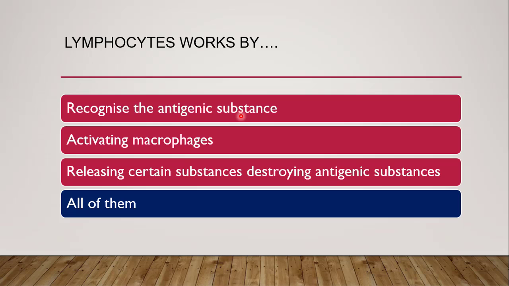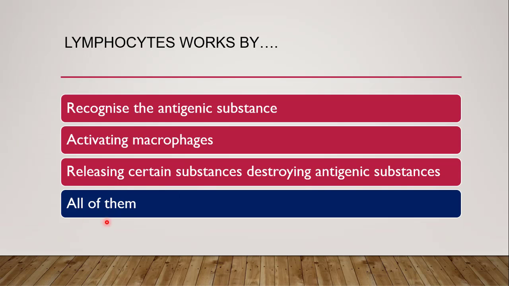the next mechanism is that they can activate the macrophages. Now macrophages also play an important role in cellular immunity. And third is by releasing certain substances which destroy the antigens. Yes, lymphocytes are responsible for releasing the antibodies which destroy the antigens, recognizing the antigenic substances as well as activating the macrophages.